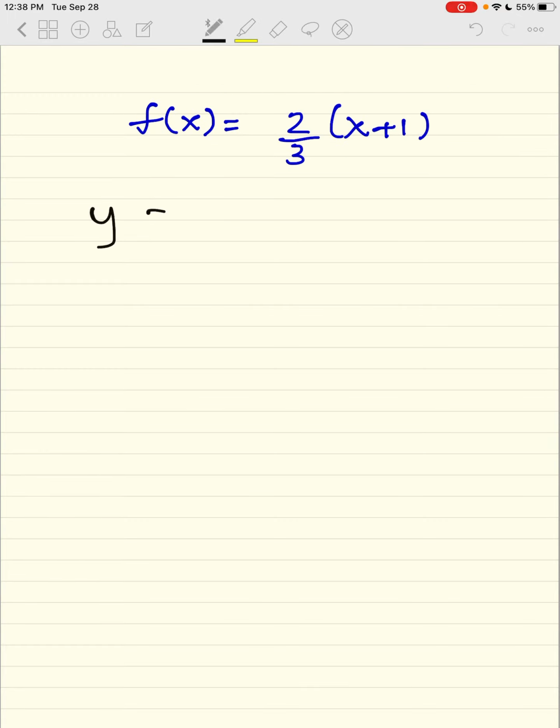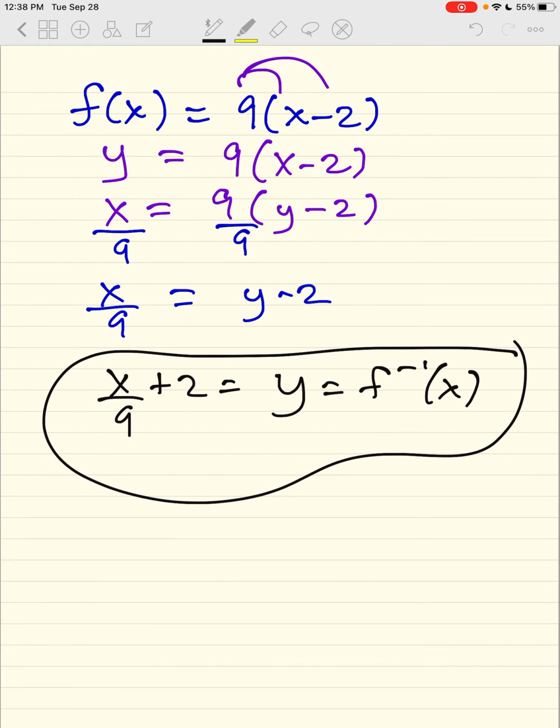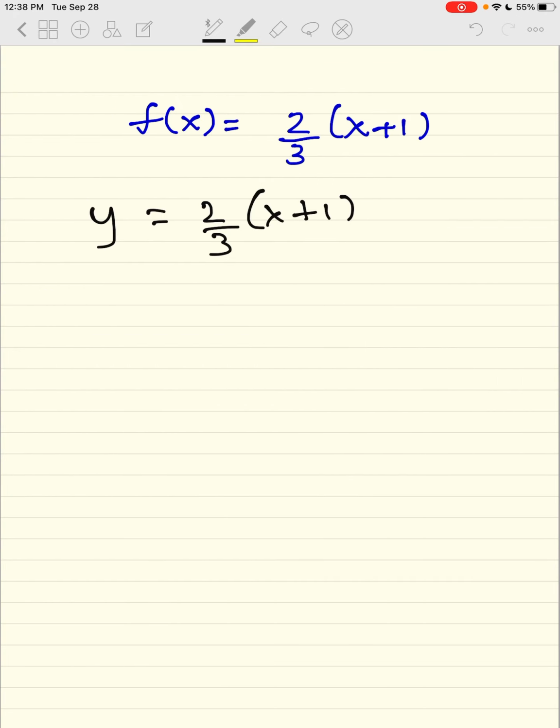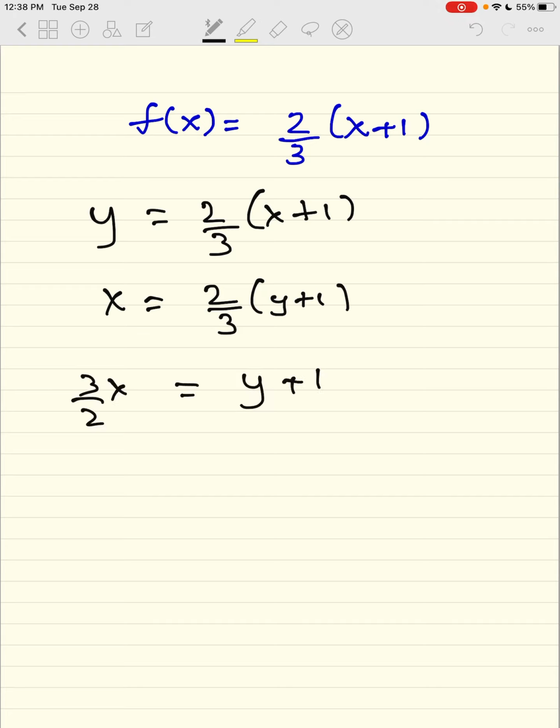And we're going to do y equals 2/3 x plus 1. Once again, the reason why I just showed you this here is because this is a nice whole number, but what about if it's a fraction? It starts becoming really ugly. So let's do x equals 2/3 y plus 1. Flip this to the other side, and then minus 1.